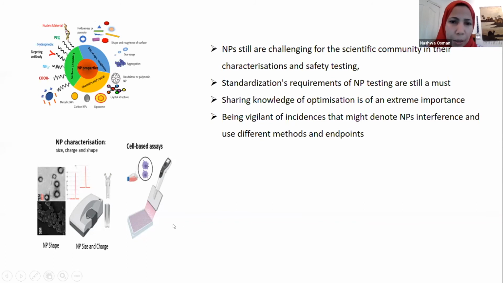At the end, I'm asking everyone to be vigilant while testing nanoparticles, vigilant of incidents that might denote interference. Please investigate them further, not just take it easy when you see a trend that seems logical, and then publish information that might not be accurate enough to be published.